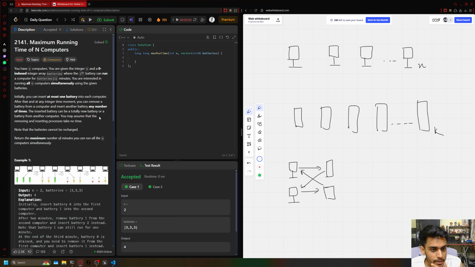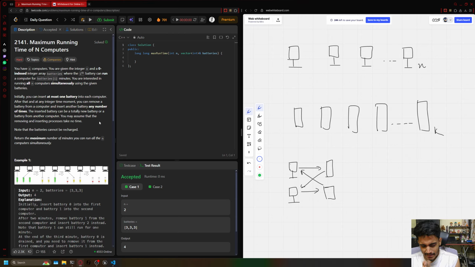And you may assume that the removing and inserting processes take no time, so there will be no disconnection. Note that the batteries cannot be recharged, so they can only be discharged. We can only consume them. Then we need to return the maximum number of minutes you can run all n computers simultaneously.